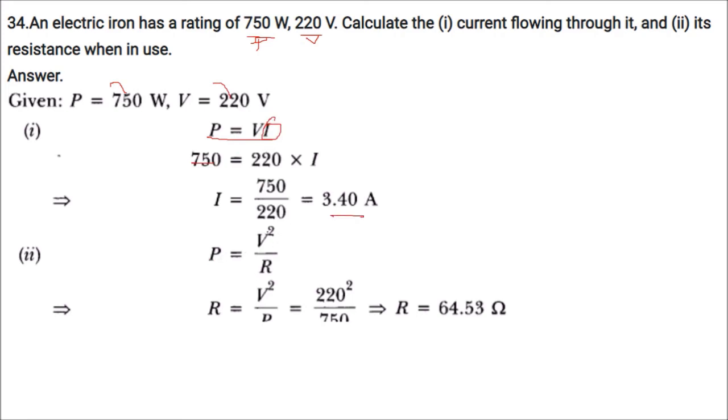Now power, we know, is V square by R. V is known to us, R is not known to us. So R has to be taken here, and P will be taken here because we are aware of P. So R equals V square by P, where P is 750 and V is 220 whole square, and R equals 64.53 ohms.